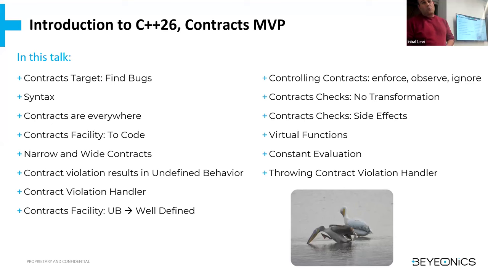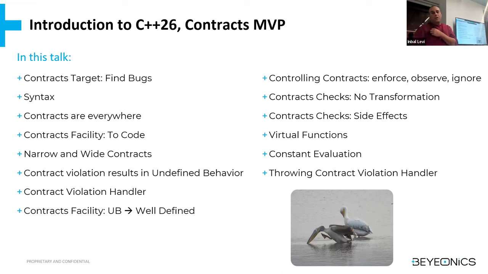Anyway, I'm going to talk about what the target of contracts is, and about the syntax a bit. I'm going to show you the contracts are everywhere. If you want it or not, they are there. And the contract facility takes all these contracts that are implicitly there and puts them into code. We'll talk about contract violation resulting in undefined behavior. Also, we'll see what happens when the contract is violated, the contract violation handler. The contract facility takes undefined behavior and makes it well-defined. We are going to get into all of this deeper in a minute.